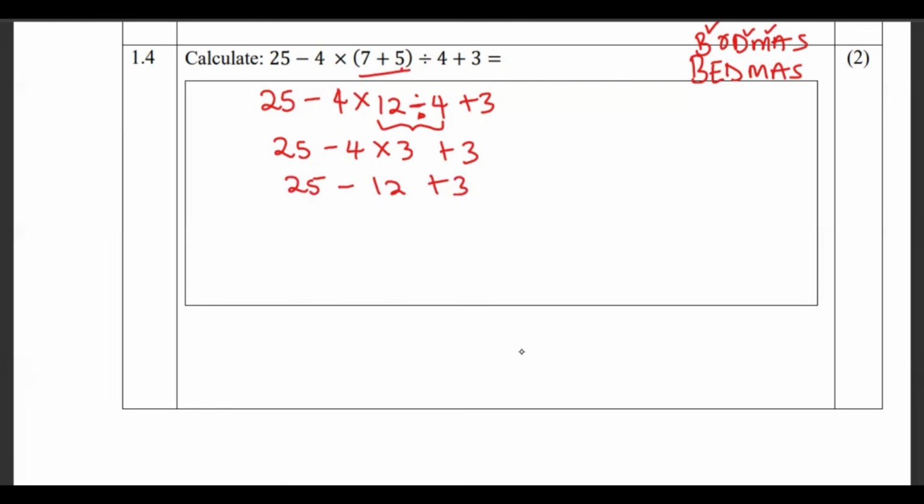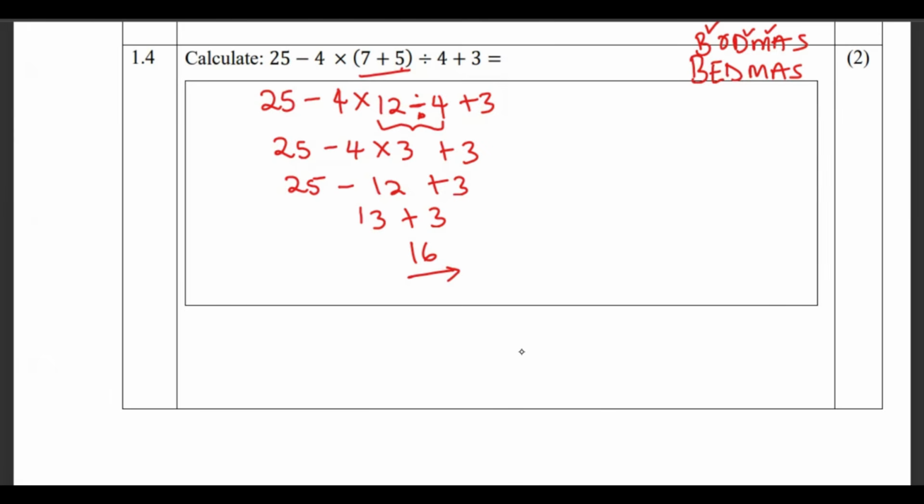And then you can do your addition or subtraction, whichever one might come first. So let me start with the subtraction. So 25 minus 12 gives me a 13. And then 13 plus 3, I'll end up with a 16. Alternatively, if you do your addition first, you're going to get it wrong. You have to pay attention to this sign. That's why I chose to start with subtraction.